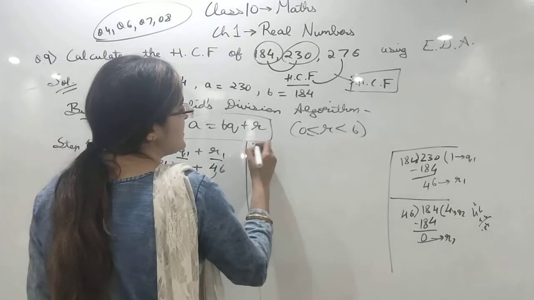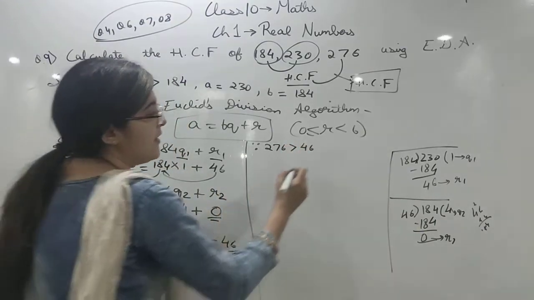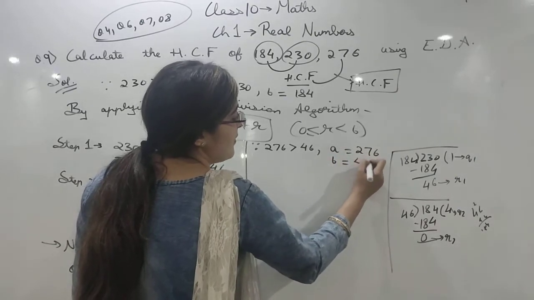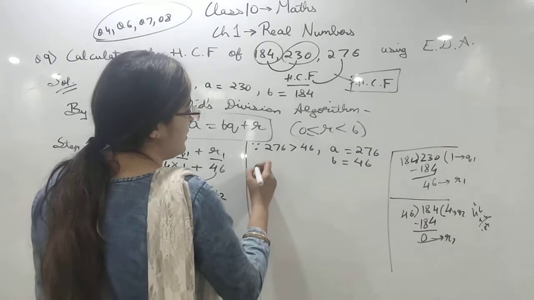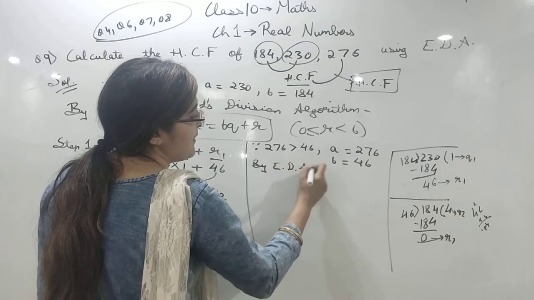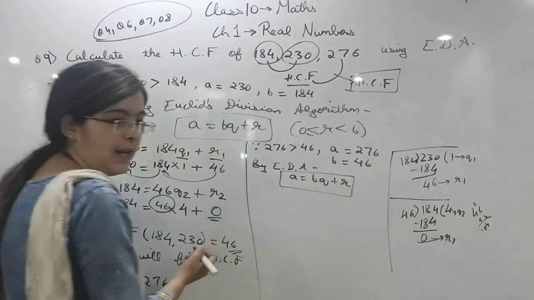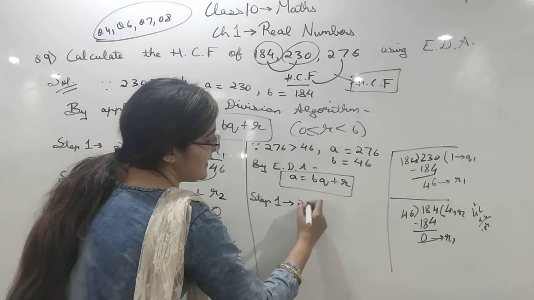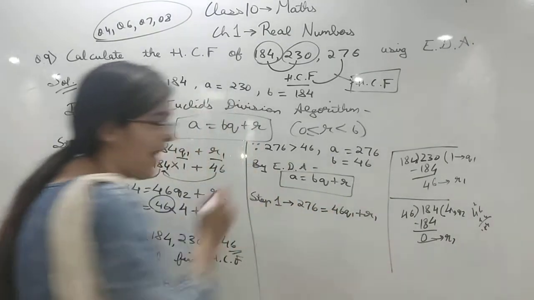Since 276 is greater than 46, your A will be 276 and your B will be 46. Is it clear? Now let's write again by using Euclid's division algorithm. A is equal to BQ plus R. Now in step 1 what we will write? 276 is equal to 46 Q1 plus R1.